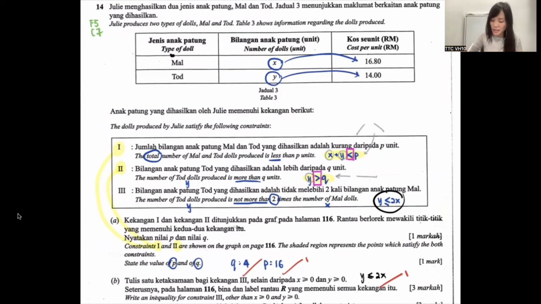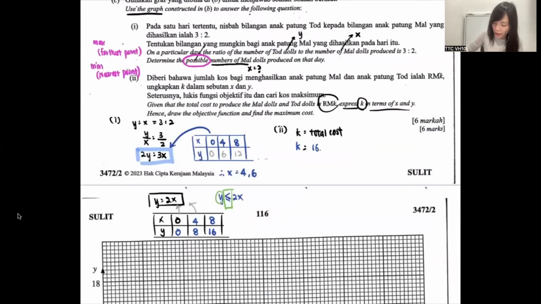So 16 ringgit 80 cents times X, that is the cost for X. 14 ringgit times Y, that's the cost for Y. So total up, that's the total cost. You see, I formed the equation already. They ask you to form this, worth 1 mark, okay? Now they say, hence, draw the objective function. That means draw this line out. Always need to draw one. Same like the previous question, always need to draw.